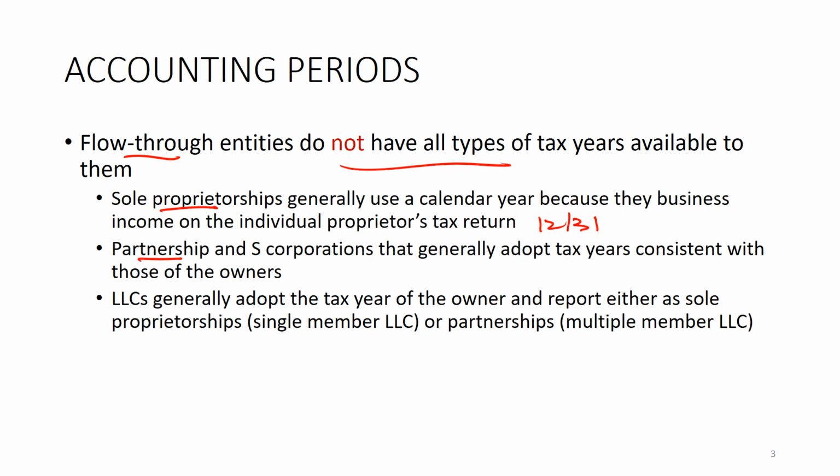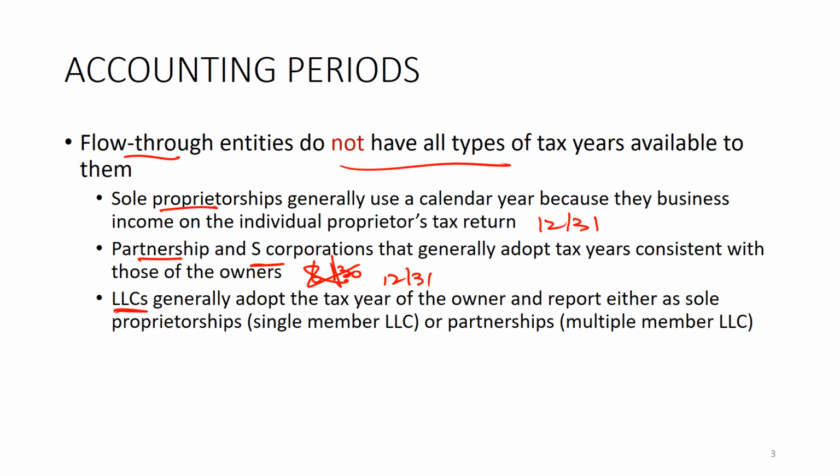Partnerships are going to look to the partners to determine what's the most common year end among those partners. So if you had a partnership with a lot of C corporations that had maybe a 6/30 year end, then it would be possible that the partnership might have a 6/30 year end. However, in most instances the partnerships will have individual members, and so you're going to find a 12/31 is the most common year end for partnerships. The same for S corps. You look at who owns that S corp to determine what's the appropriate year end for the S corp.